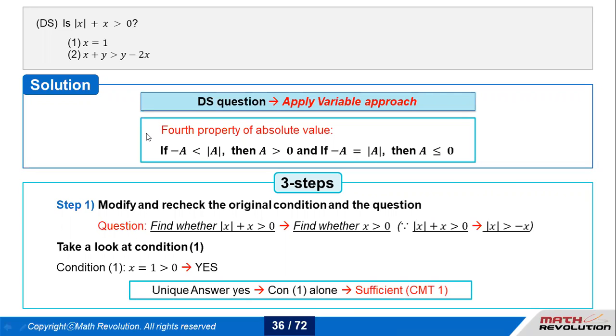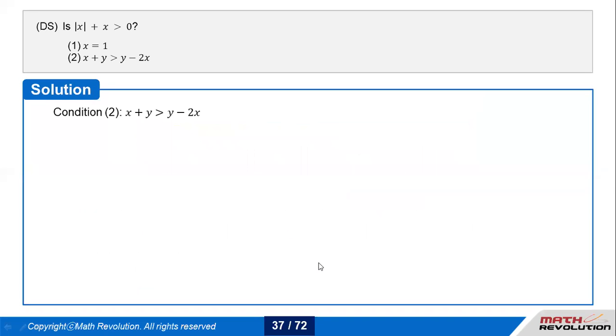Condition number 1 says x is equal to 1. It's sufficient because it is greater than 0. So again, a modification has worked for us. Condition number 2 says that x plus y is greater than y minus 2x. If we cancel out y from both the sides, we get x is greater than minus 2x, or indirectly, 3x is greater than 0, or x is greater than 0.